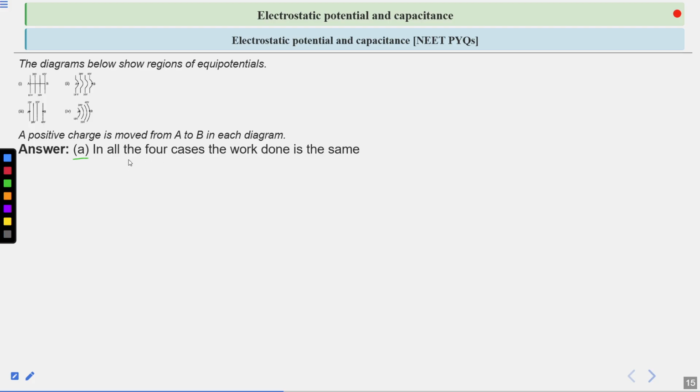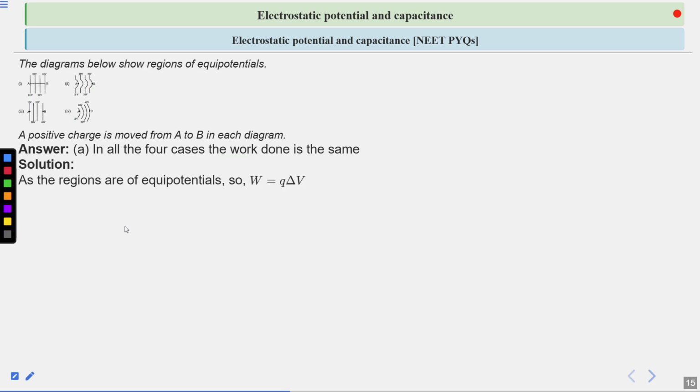So option A, in all the 4 cases, work done is same. Why? Work done is equal to Q into potential difference. Positive charge is moved, so the charge is same in all the cases. Now you can see this B point is at 40 volt in all the diagrams, and A point is at 10 volt in all the diagrams. So potential difference in all the cases is 30 volt. Since potential difference and magnitude of positive charge are same in all the cases, work done is same in all the cases.